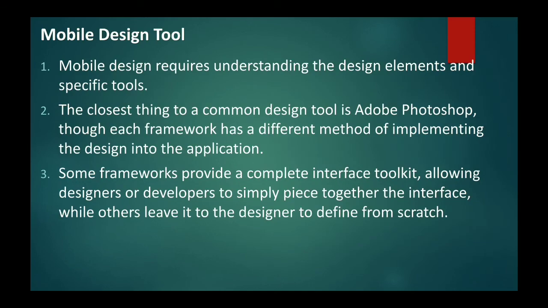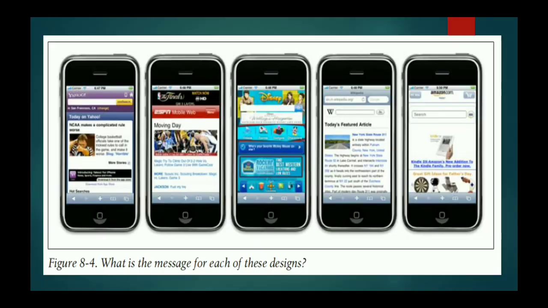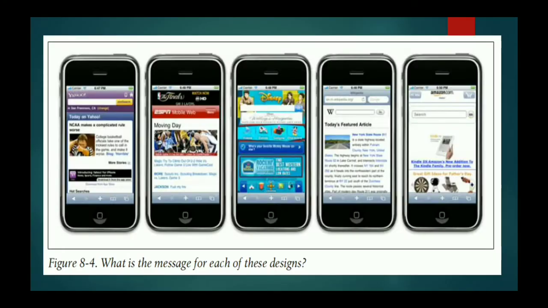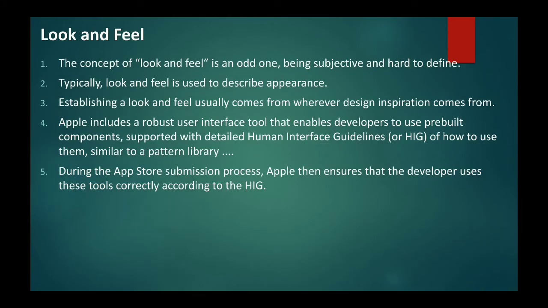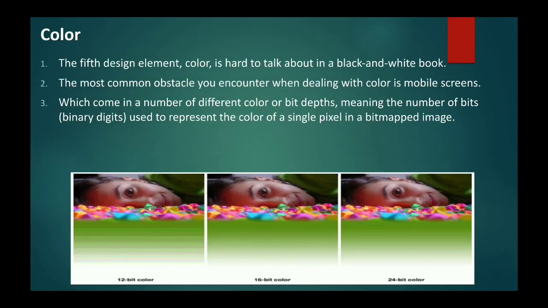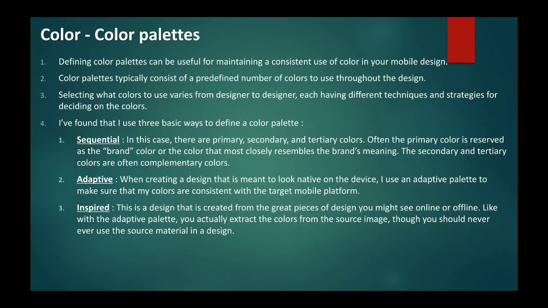Let us go through all the design elements we have seen till now. The first one was the context, then the message, what message you want to give to the user, then look and feel, that is the appearance of the design, then layout, then color. We have different color depths, then the psychology of color: impressions are different for different religions, different locations, and have different emotions. Then color palettes: sequential, adaptive, and inspired color palettes.